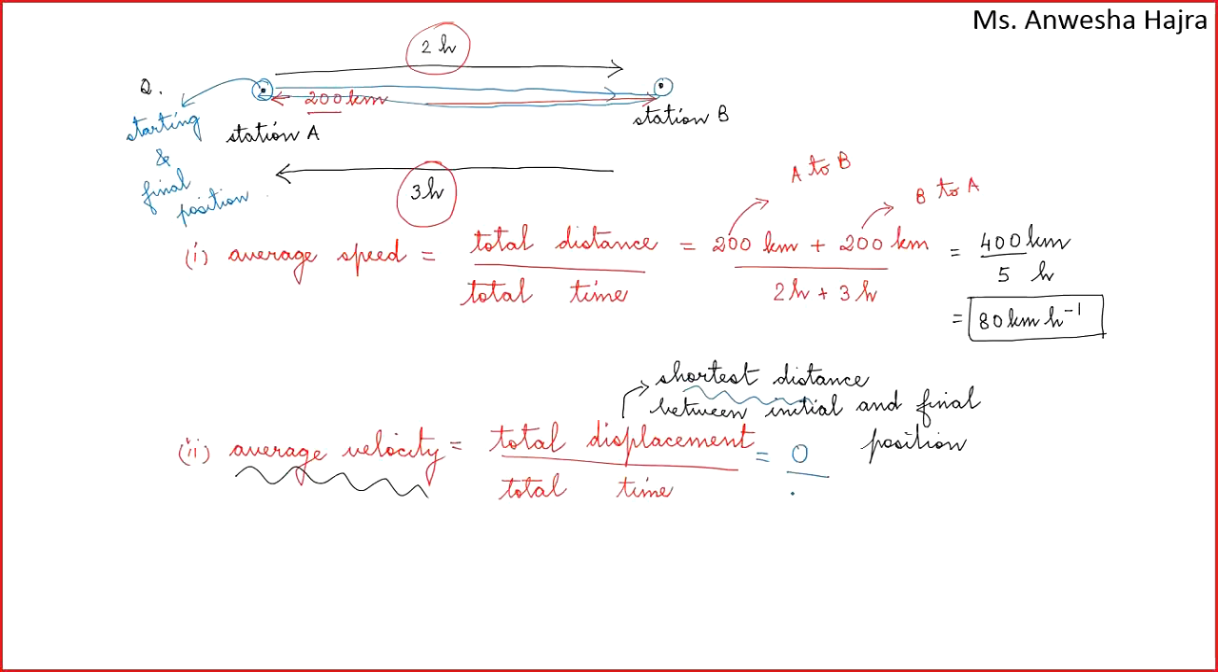Total time is 2 plus 3, 5 hours. But the starting and the final position is the same point. So my total displacement is 0. So in this case, my average velocity is 0. Now let us take another sum.